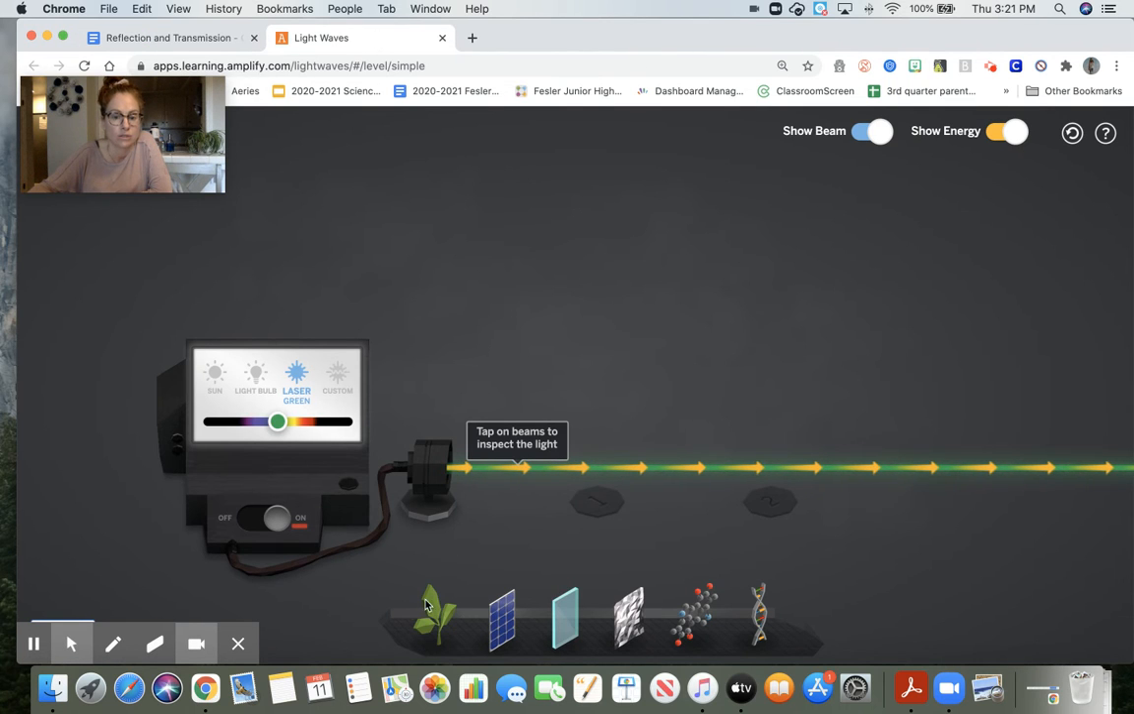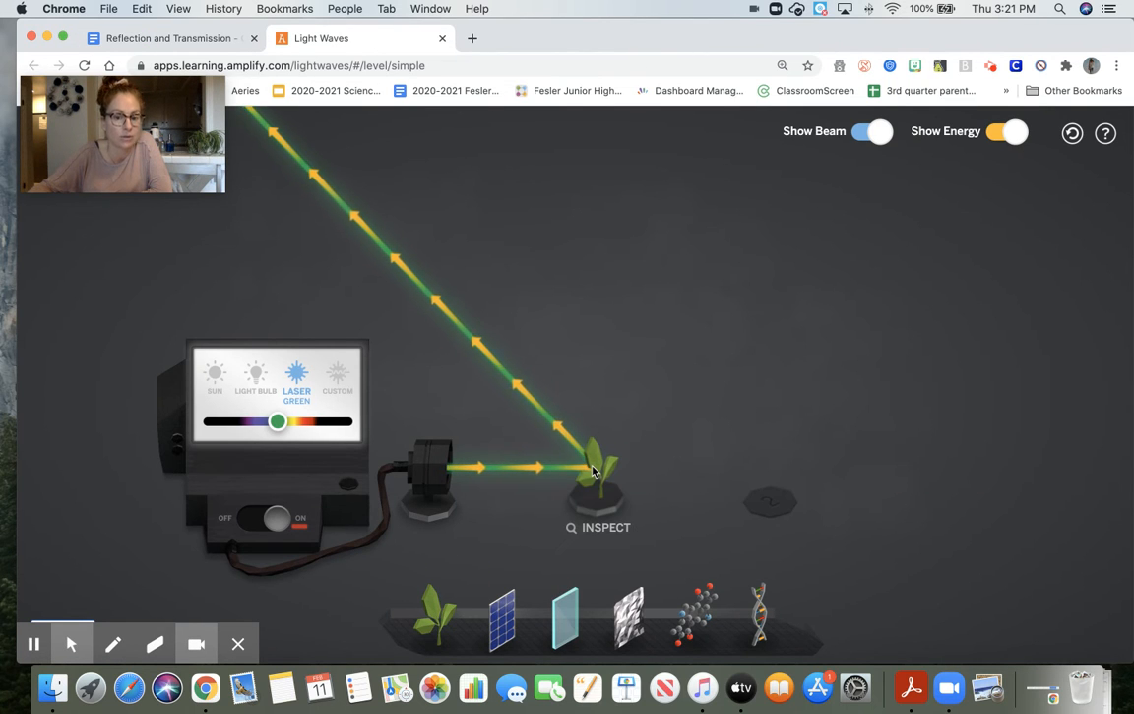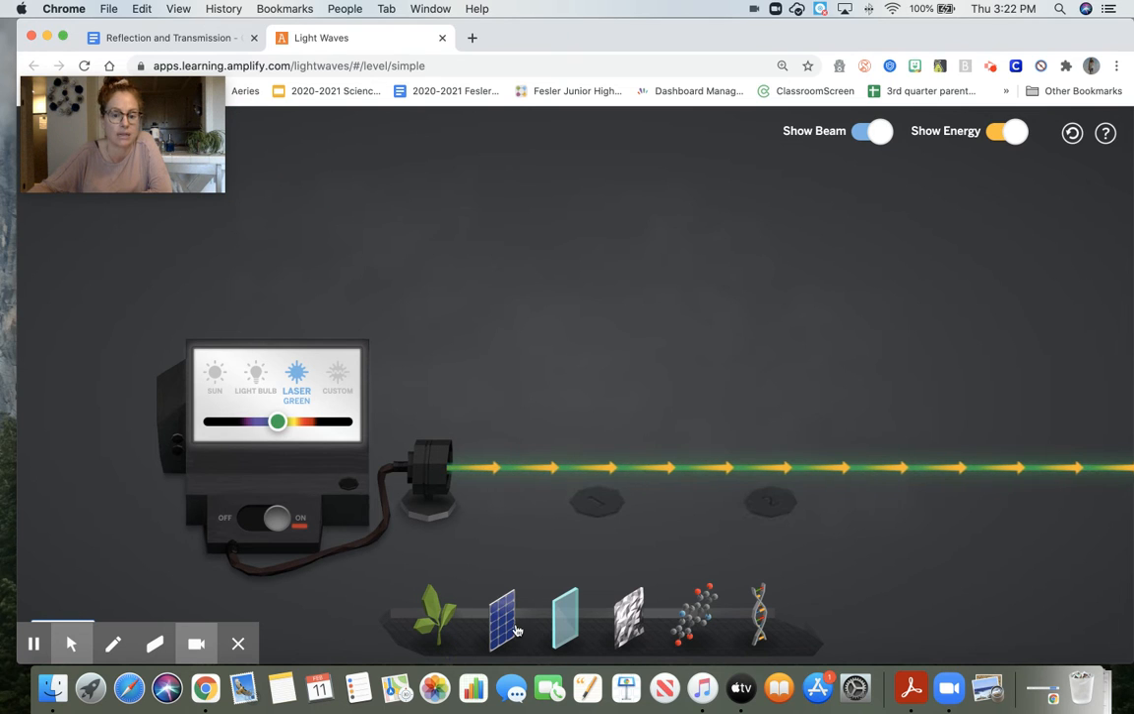Okay, so I already know the answer to this. So green leaf reflects, that's reflect, right? So we'll come back to that one. But we're looking for transmits. Okay, so that doesn't transmit because it's not going straight through. It's going in and staying. What about the glass? Ooh, the glass is.